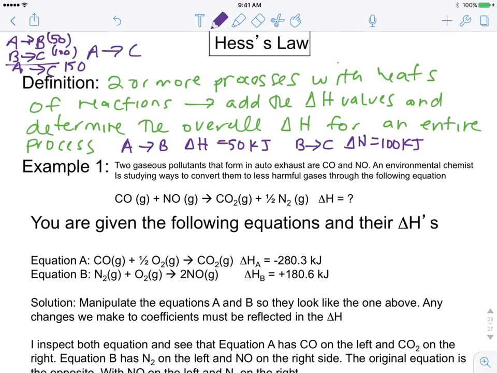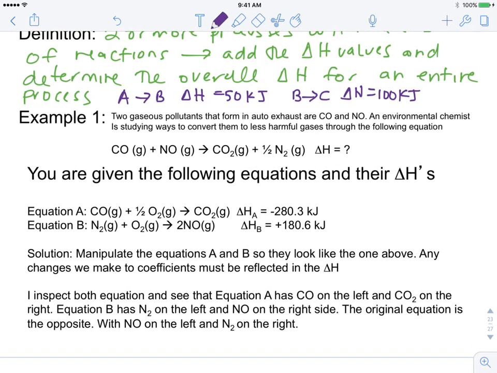Things get a little bit more complicated though, because what we're doing in a lot of cases is we're manipulating equations. We have to flip them around, we have to double them or half them, and so I'll walk you through some examples. Let's look at this first example here. I show you carbon monoxide and nitrogen monoxide forming carbon dioxide and nitrogen gas, and I ask you what the delta H is. It's this highlighted equation right here. What I give you is two separate processes, equations A and B down here.